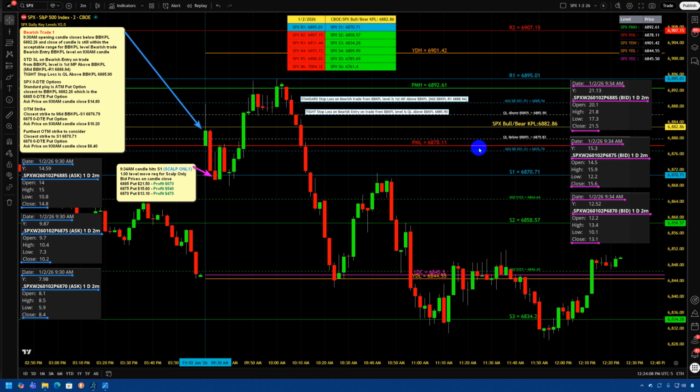The final strike, or the third strike you can consider, is 1 level away in the direction that you're trading. So in this case, since the level we're trading from is the bull bear KPL and it's a bearish trade, the S1 level is the furthest strike away that we can consider taking a put option on if we don't want to use one of the other 2 and prefer to use the more out of the money. The S1 is 68.7071, so the closest strike to that is 68.70. The 68.70 put on the candle close is $8.40 on the ask.